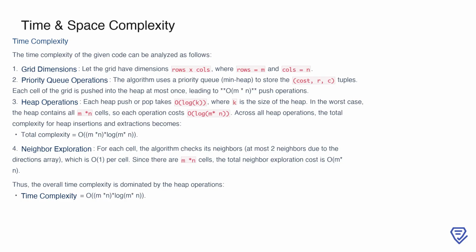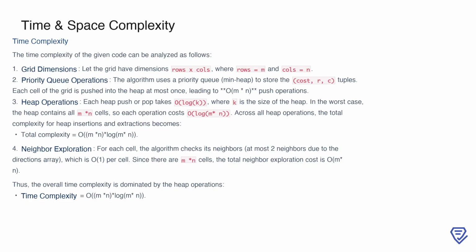Now, each push or pop operation in the heap has a time complexity of O(log k), where k is the number of elements in the heap. In the worst case, the heap can contain all m*n cells, so the cost of each heap operation becomes O(log m*n). When we sum the costs of all these operations across the entire algorithm, the total complexity for heap processing becomes O(m*n log m*n).